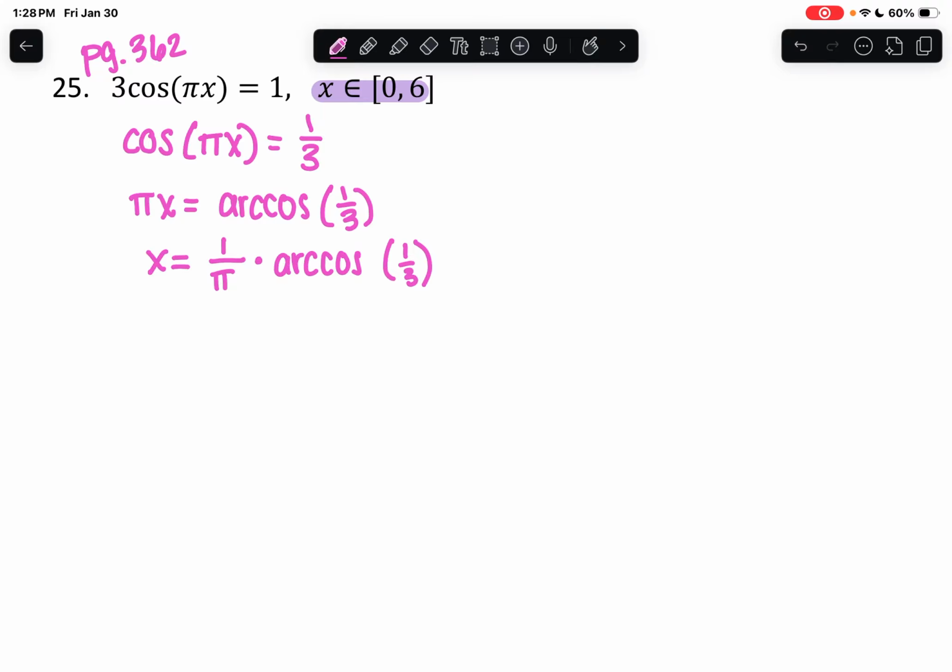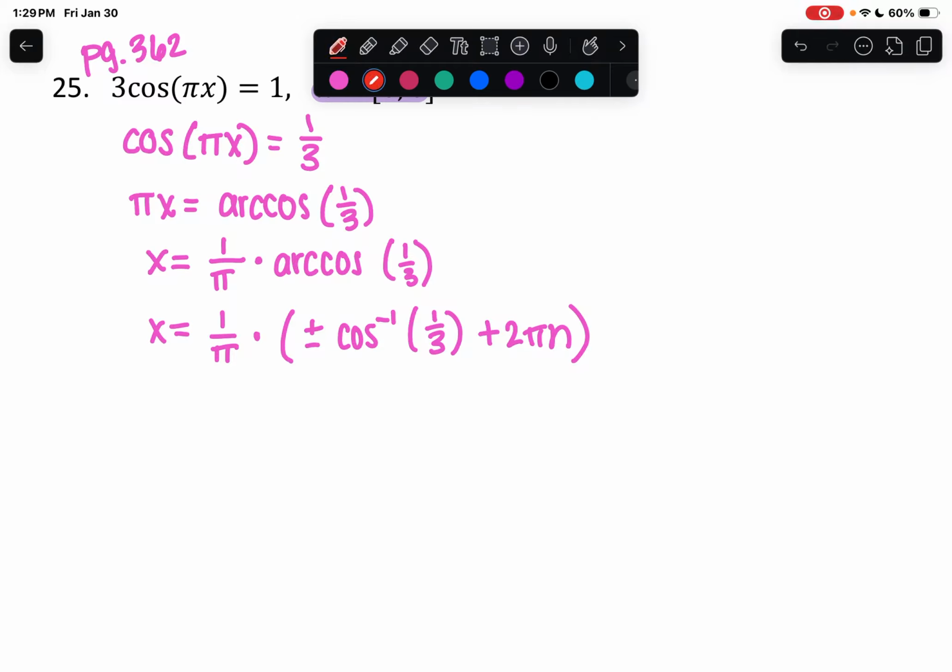And then after that step, now that we have isolated x, we can plug in our formula that we found in class. So we have x equals 1 over pi times plus or minus inverse cosine of 1/3 plus 2 pi n. Now we want to use that distributive property and distribute into the parentheses, because we see multiplication and then parentheses and a plus sign inside of the parentheses.